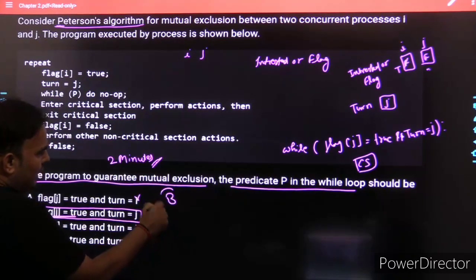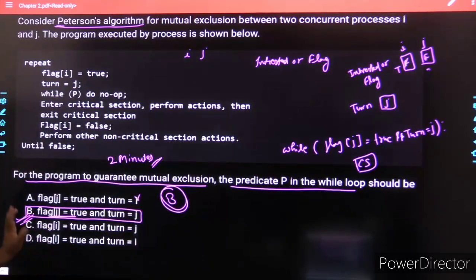I hope you understand this question clearly, guys. Please note it down if you want to. This is a very good question, my dear friends.